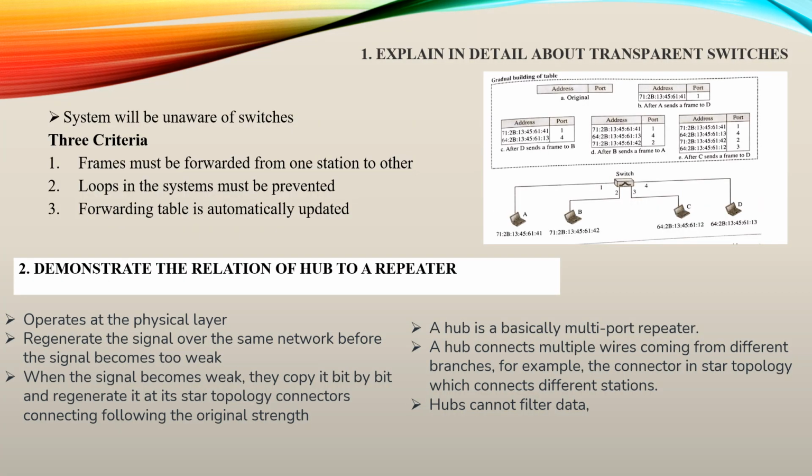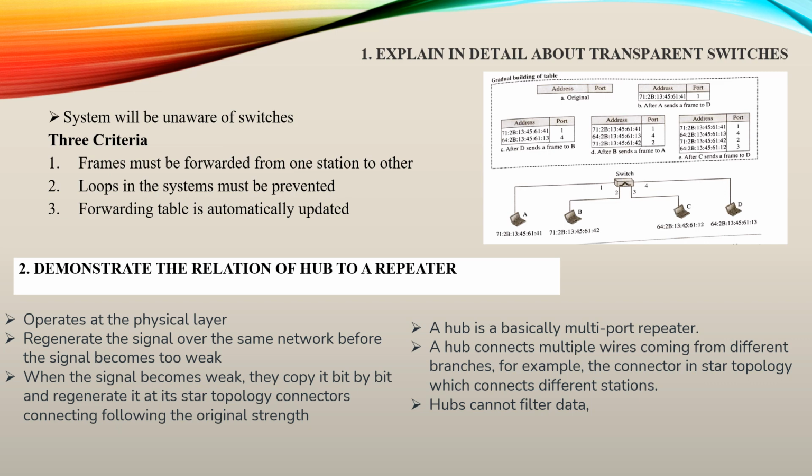So moving on to the first question, explain in detail about transparent switches. We need to know what transparent switches are. If a transparent switch is available in the network, we will not be aware of that switch. To make sure that transparent switches are available in the network, there are three main criteria that have to be followed.